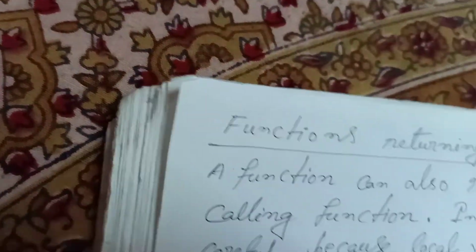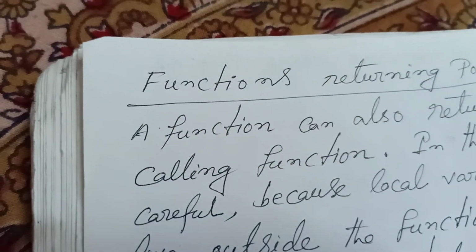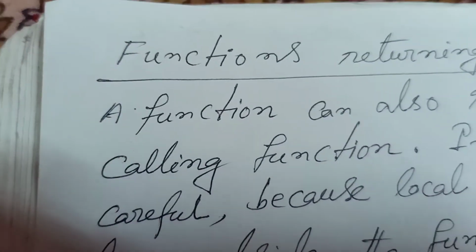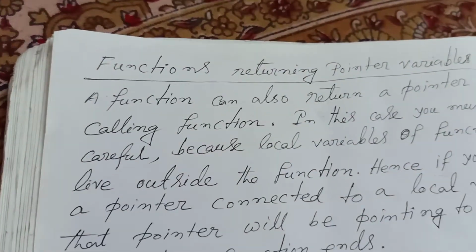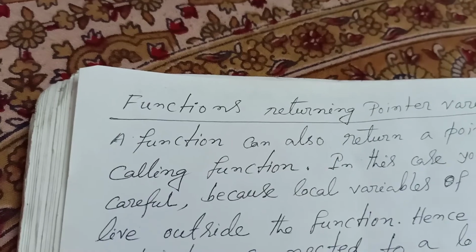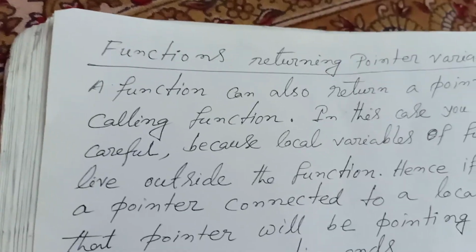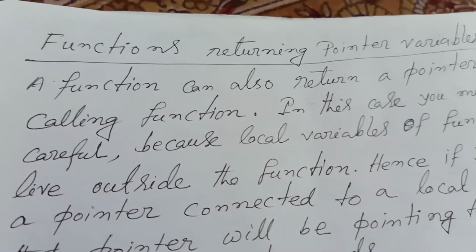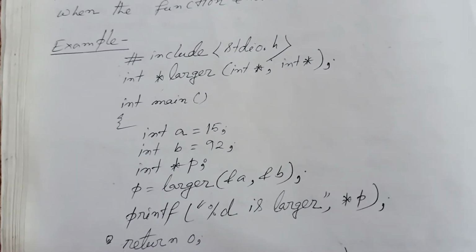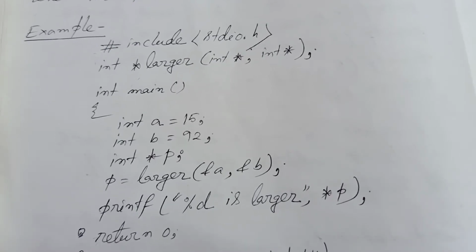That means function returning pointer variables. So function returning pointer variables means when we are calling the function, it returns the value of the variables. This is the simple meaning. If we take an example, we can understand it more. So, for example, it starts with include string.h.